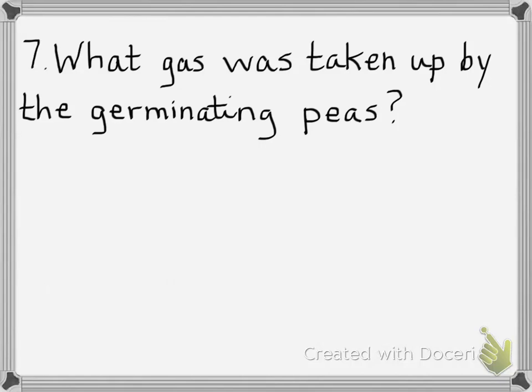All right, everybody already knows the answer to question 7. What gas was taken up by the germinating peas? Oxygen, good.